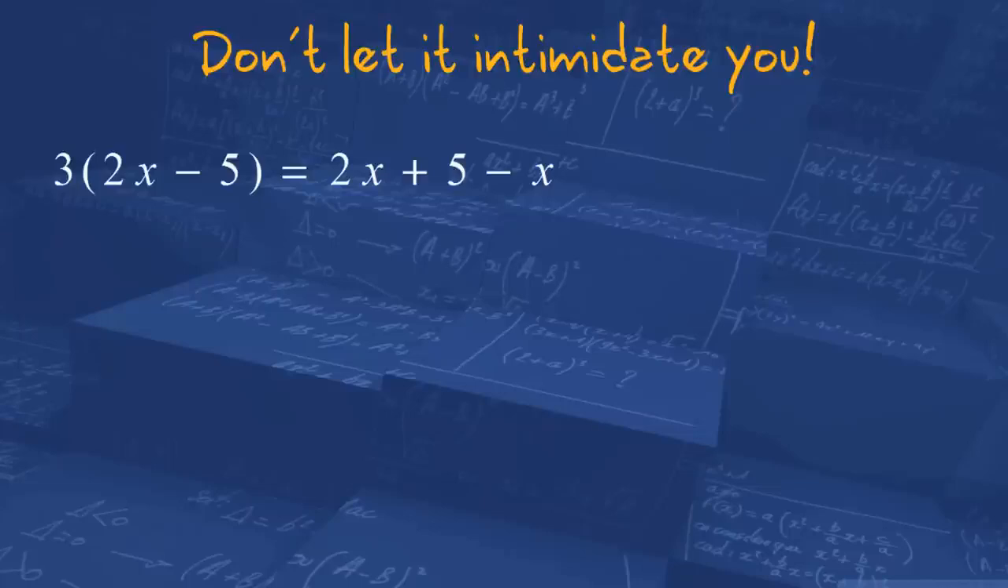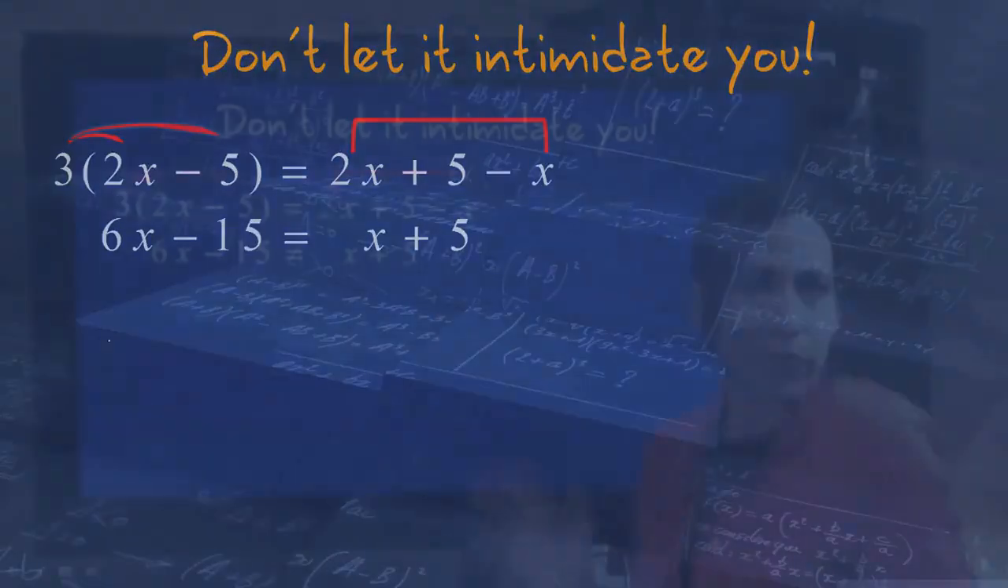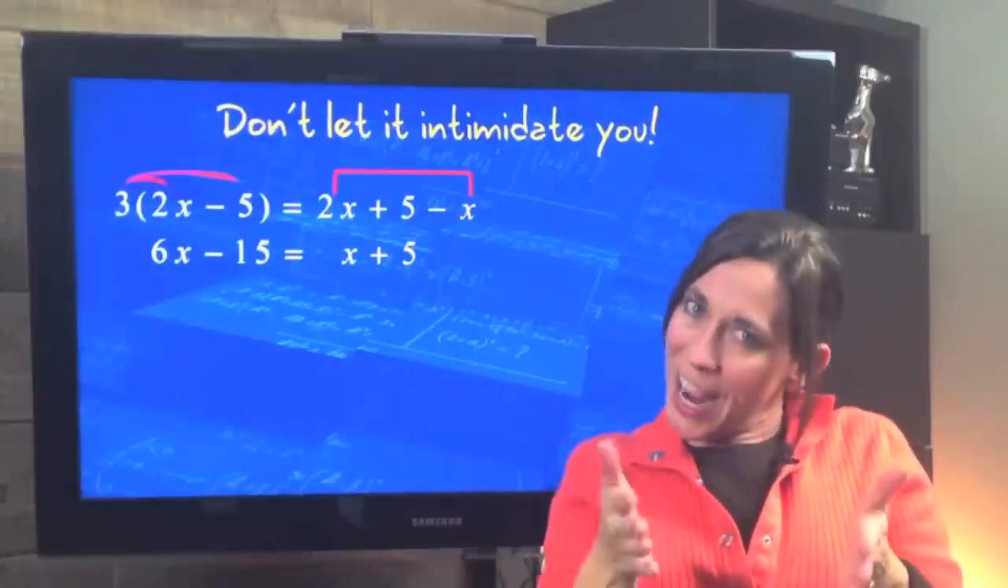If we distribute the 3, we end up with 6x minus 15 equals. And then we can focus just on the right-hand side separately, where we have two like terms here, the 2x and the minus x. If we combine those, we'll get a single x, and then we still have our plus 5. Awesome, so the sides are simplified.